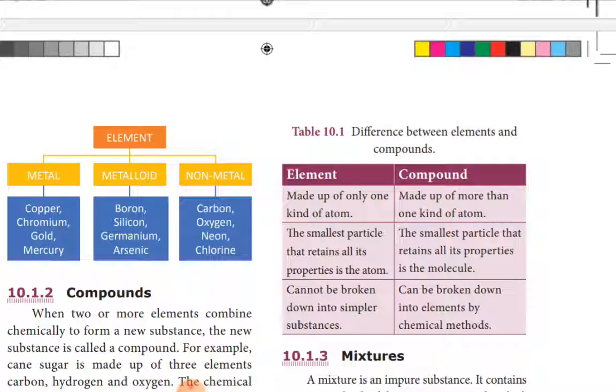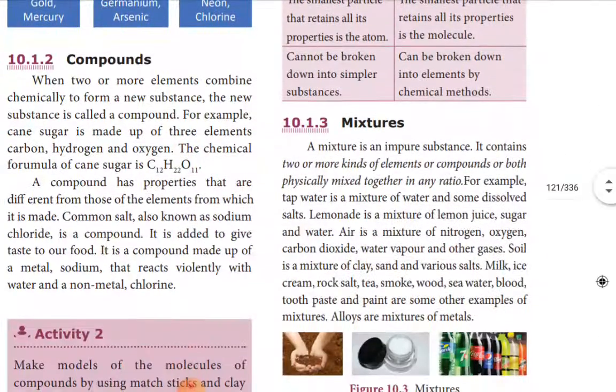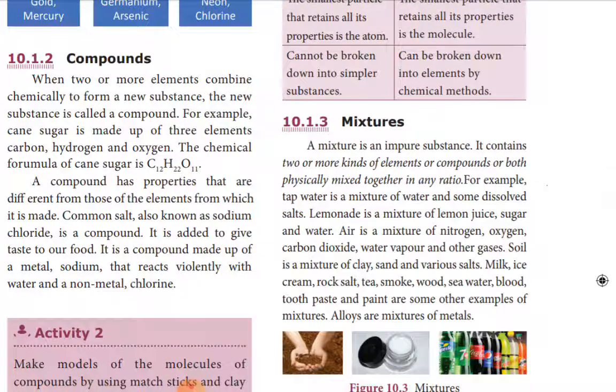Now we are going to study compounds. So what are called compounds? Compounds are nothing but the combination of two or more elements. Two or more elements combine to form a new substance. In an element, only one type of simplest substance is there, that is, only one kind of atom. So an element contains only one kind of atom.